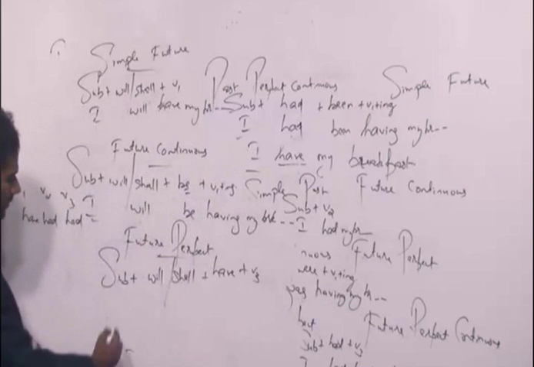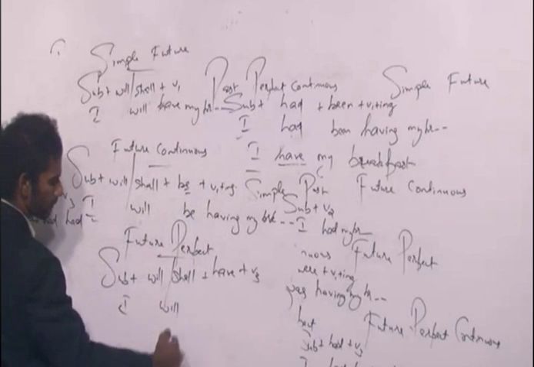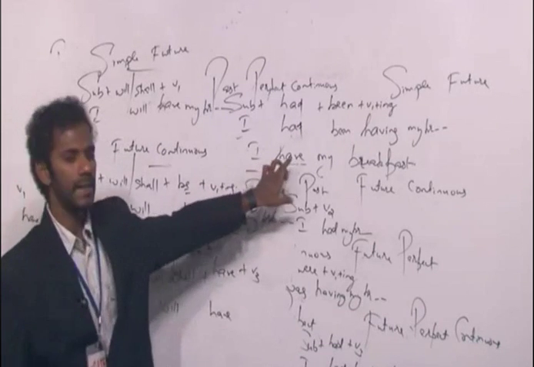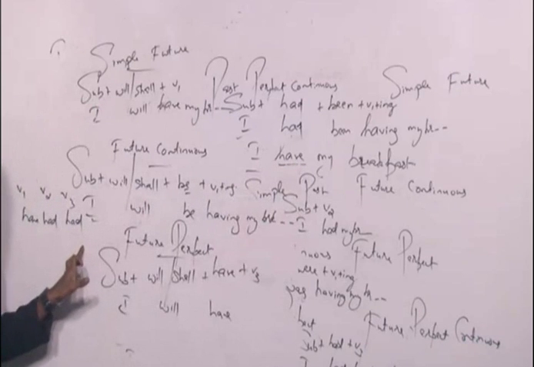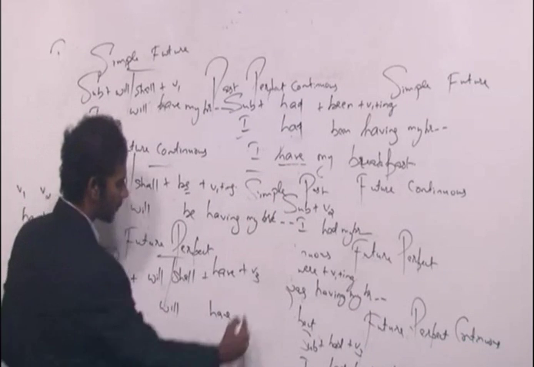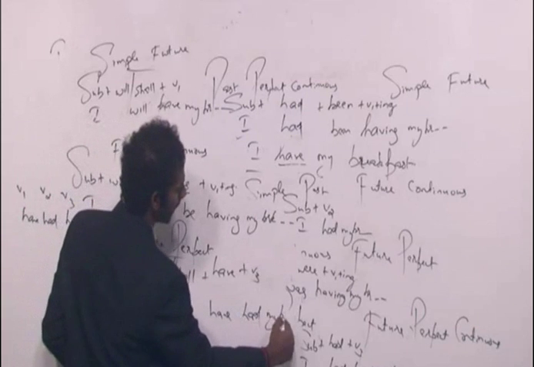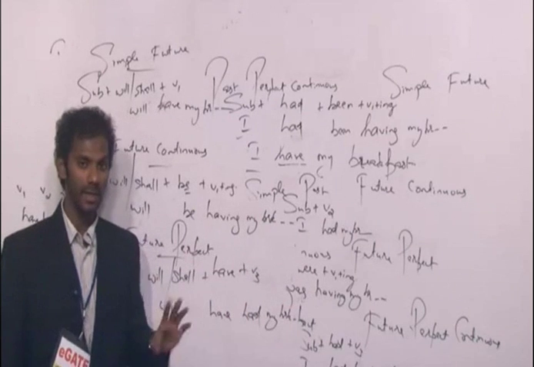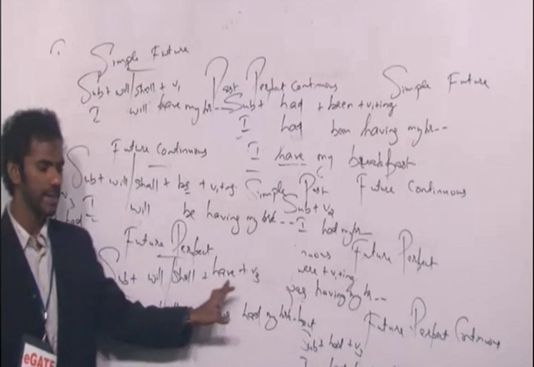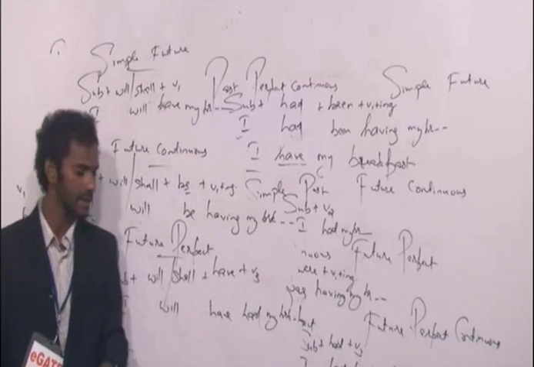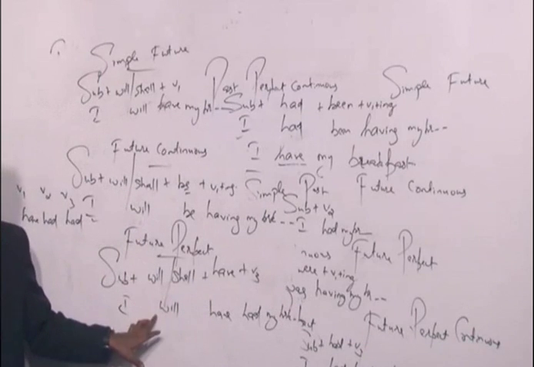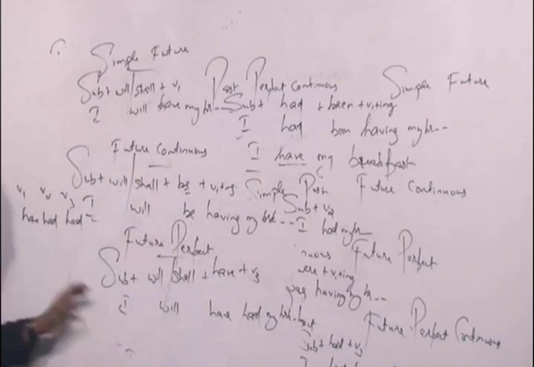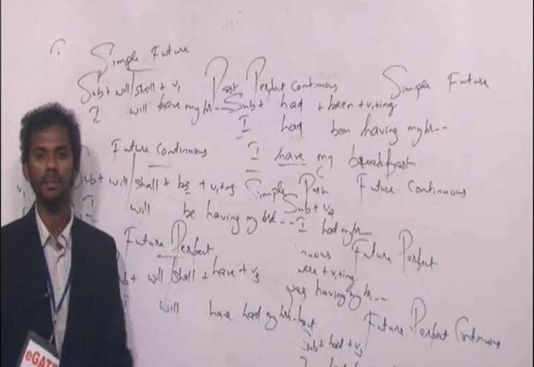Subject plus will or shall plus have plus V3. Subject is I. Then will. Then have plus V3. Verb here is have, and the V3 of have is had. So I will have had my breakfast. I repeat. Subject plus will or shall plus have plus V3 is a rule of future perfect tense. Subject is I. Then will. Then have plus V3. Verb is have. V3 of have is had. So it should be I will have had my breakfast.